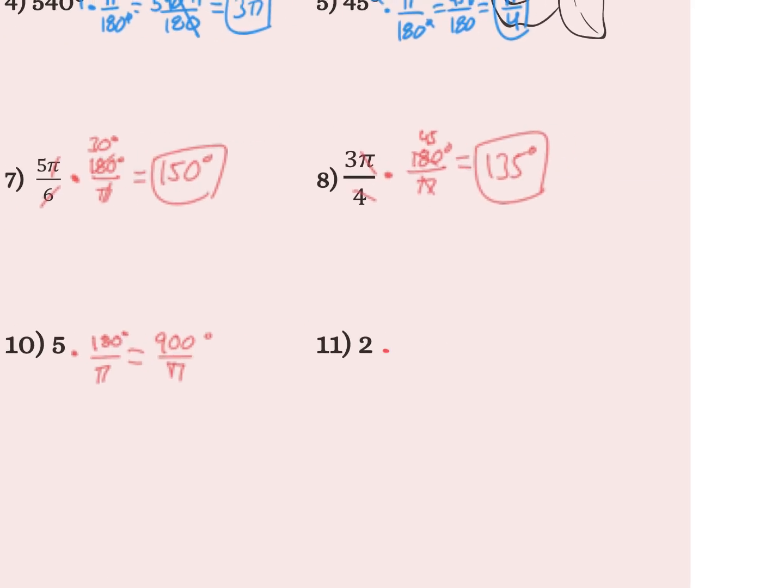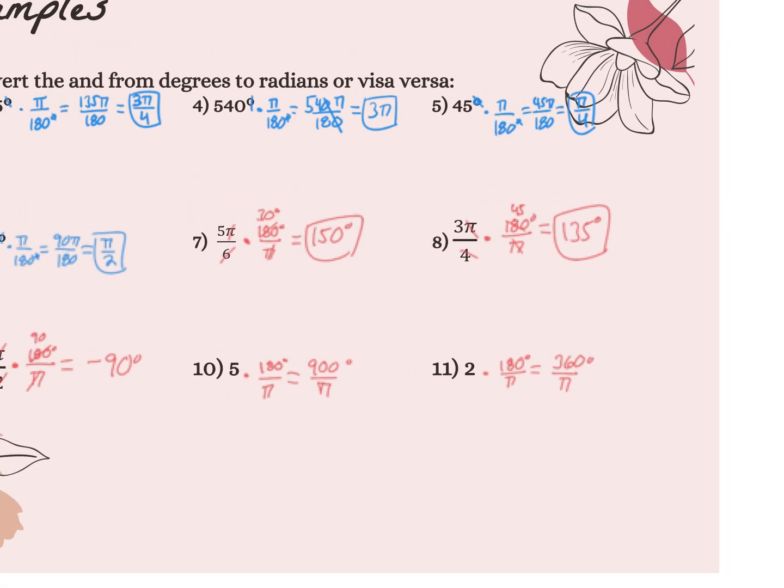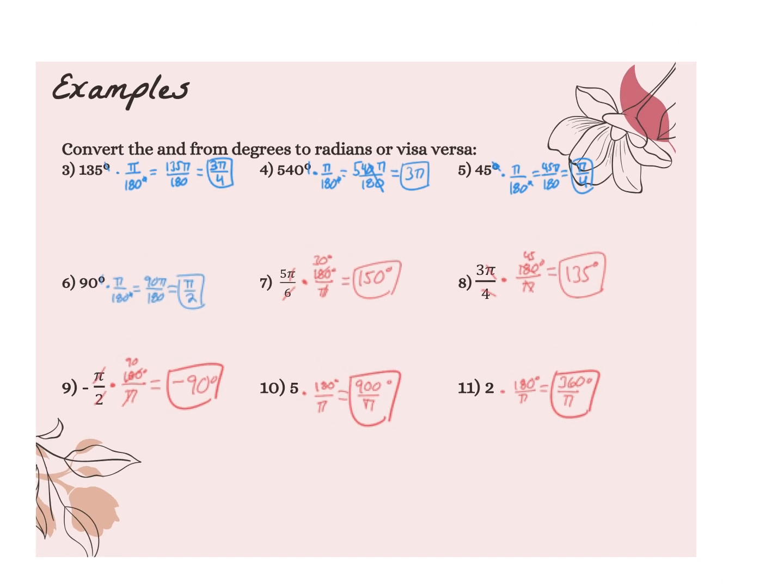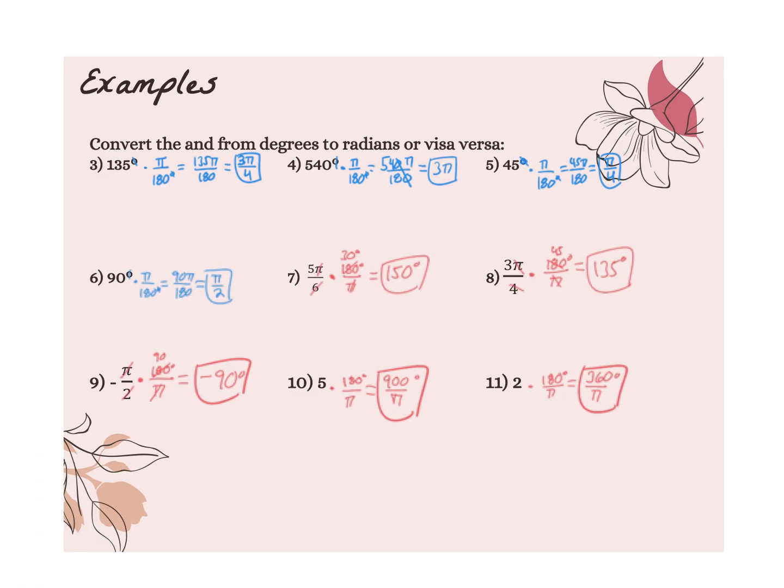Same exact thing here. I don't see a degree symbol, so I know that this is in radians. So I'm going to do 180 degrees over pi, and then we get 360 over pi degrees. Again, not a pretty angle, but it is what it is, right? We didn't do anything wrong. We used the correct conversion factor, so we know that this is the correct answer. Let me just box those up. And that's it for that page.